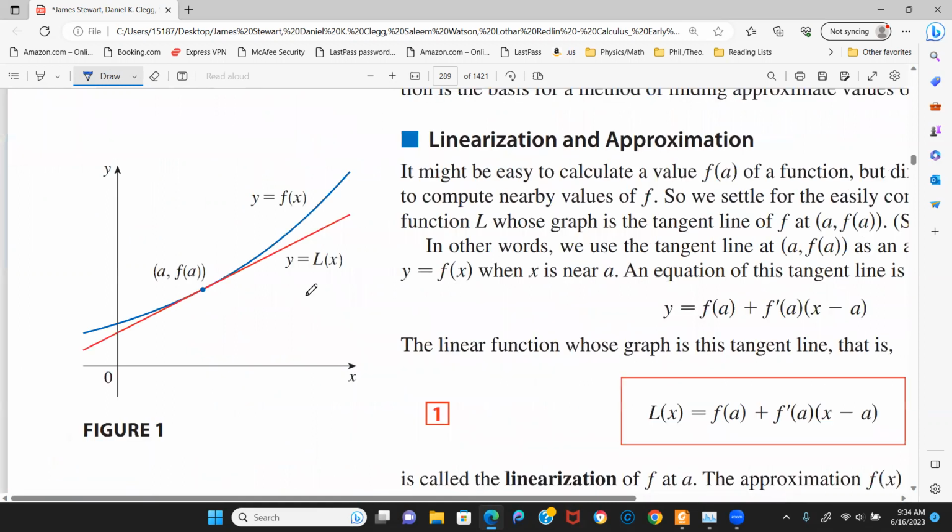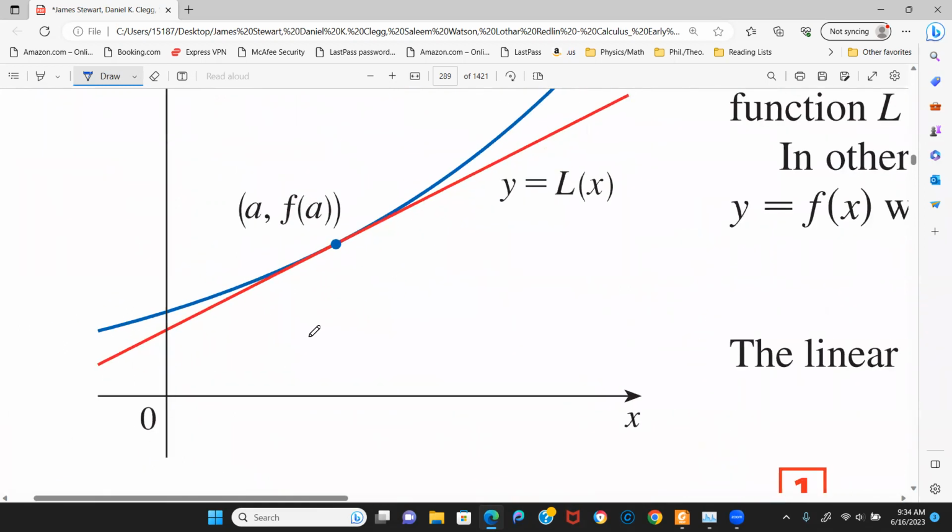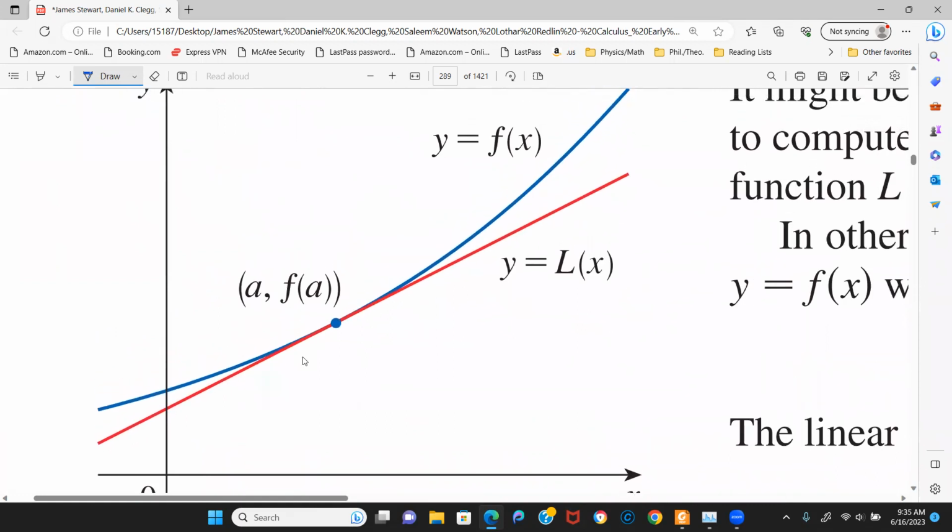So for example, you could have something like this. I can't zoom in much more than this, but you can see that at this point, a comma f of a, this blue dot, the graph, which is in blue, looks like a line very close to this point right here. This red line is the linear approximation. This line coincides with the graph of the function itself. And of course, as you go further away, say to points over here, then it begins to diverge from the straight line. But very close to it, it looks like a line.